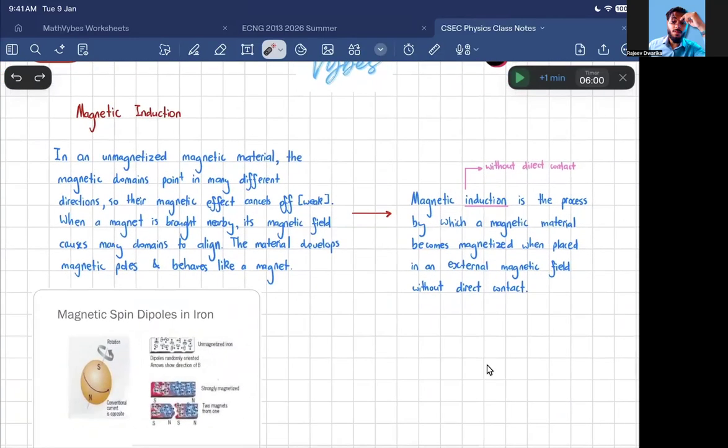So Ryan, I'll read everything to make sure you have it locked in. In an unmagnetized magnetic material, magnetic domains point in many different directions, so their magnetic effects cancel out. When a magnet is brought nearby, its magnetic field causes many domains to align. The material develops magnetic poles and behaves like a magnet. You understand that fully, right? Yeah. And you understand the simpler one, I presume.